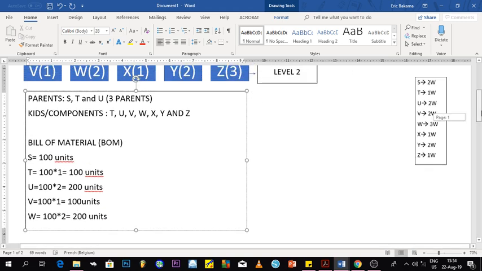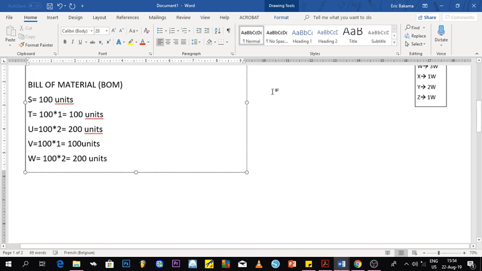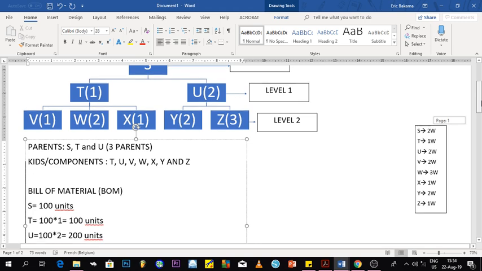Then after that we have X. For us to manufacture 1 T, we need 1 X. So you come back to X in this case here, that is coming straight after T. T is still 100 units, so it should be 100 times 1, which gives us 100 units. So we have got the values for V, W, and X.